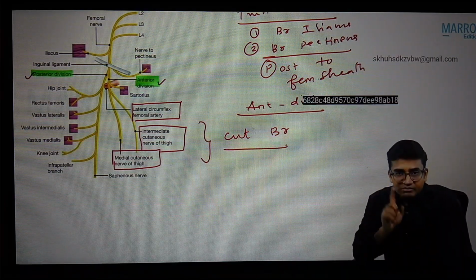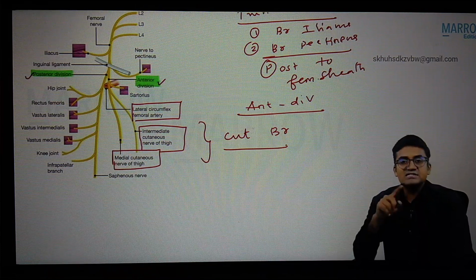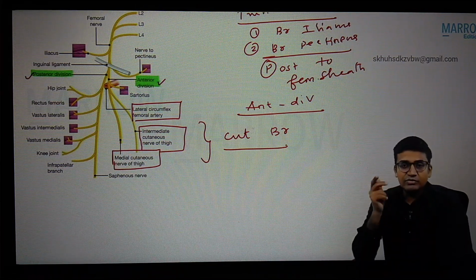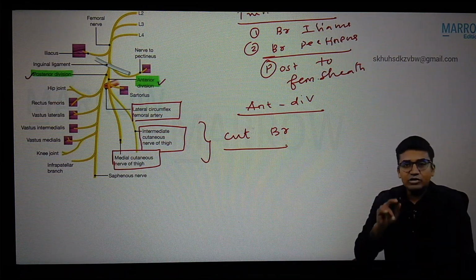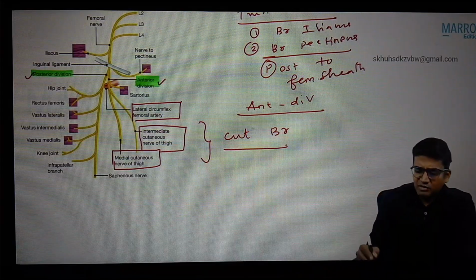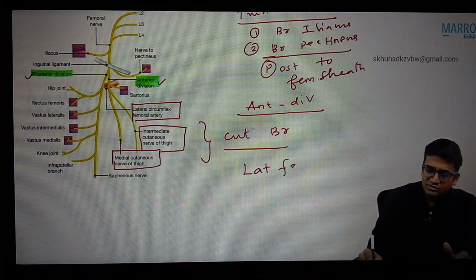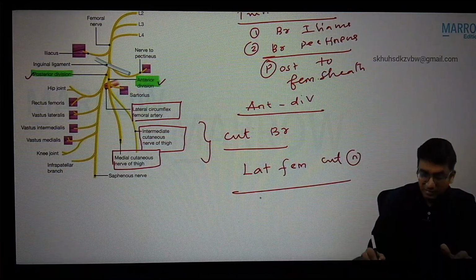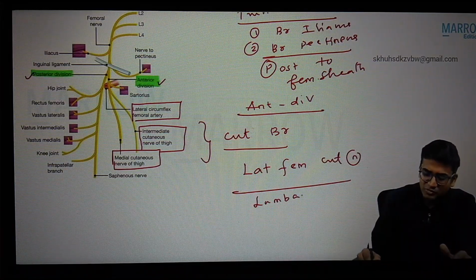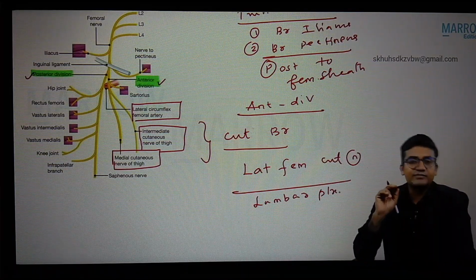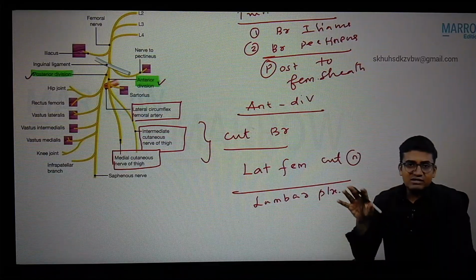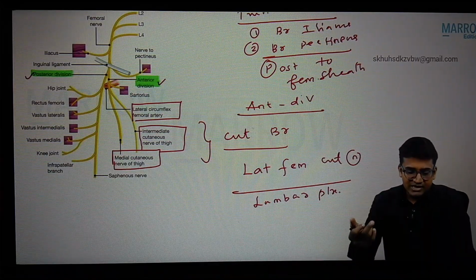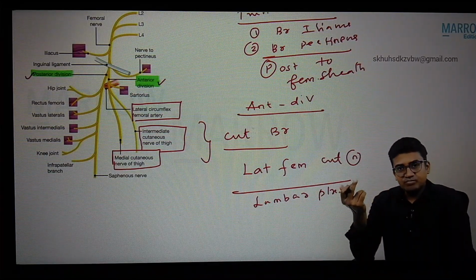Please remember, only medial and intermediate cutaneous nerve of thigh are branches of femoral nerve, not lateral femoral cutaneous nerve. Lateral femoral cutaneous nerve is a direct branch of lumbar plexus. I hope you know that. Okay. So in the cutaneous nerve of thigh, the femoral nerve gives medial and intermediate cutaneous nerve of thigh.